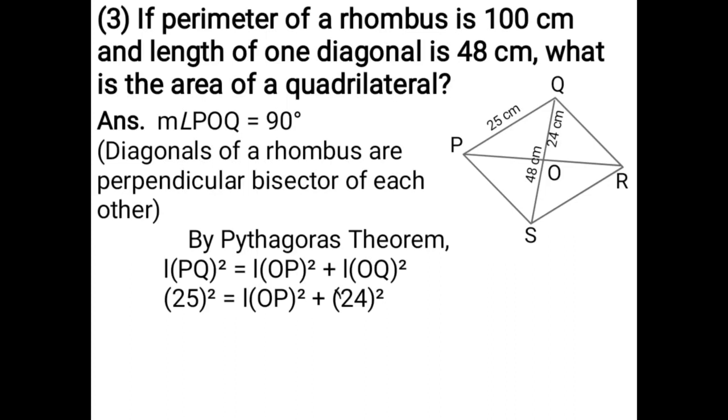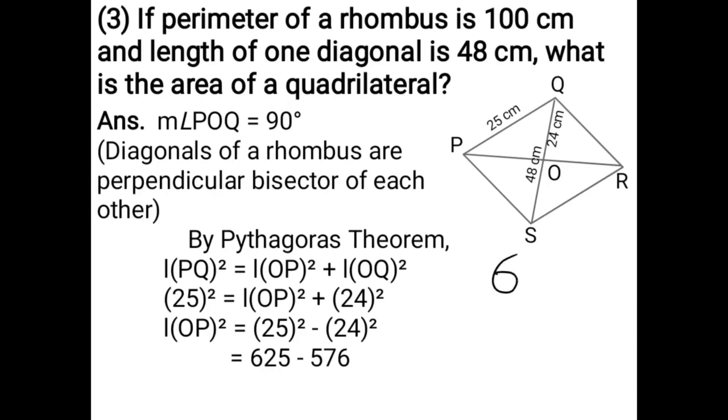If an equation is addition, it becomes subtraction. That is, length of OP square is equal to 25 square minus 24 square. Square of 25 is 625, minus square of 24 is 576. Now I will subtract 625 minus 576.